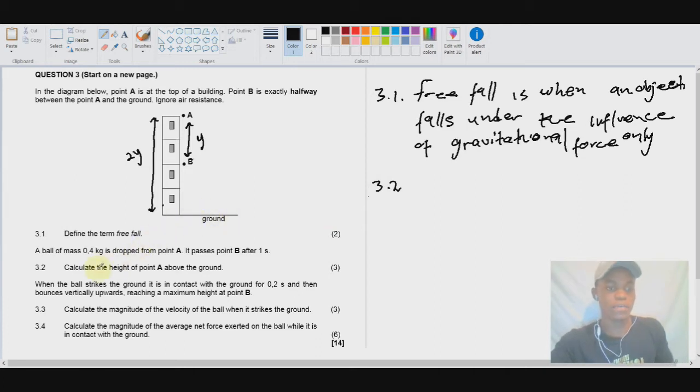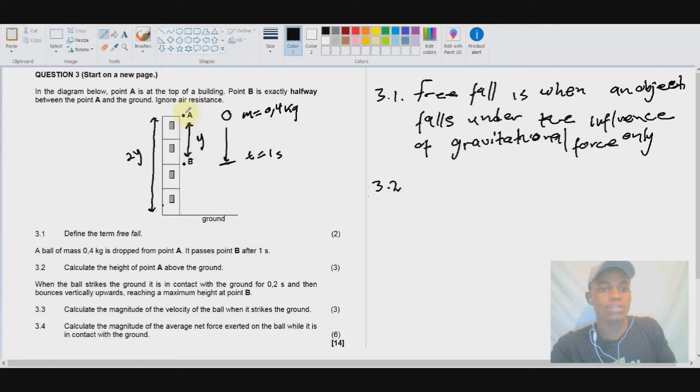Now we can jump into question 3.2. Question 3.2 is saying a ball of mass 0.4 kg is dropped from point A. So we have a ball, m is equal to 0.4 kg, dropped from point A. It passes point B after 1 second. So this ball goes down here, and after 1 second it passes point B. That means t at point B is equal to 1 second. So it takes 1 second for the ball to reach point B. Now they say calculate the height of point A above the ground.